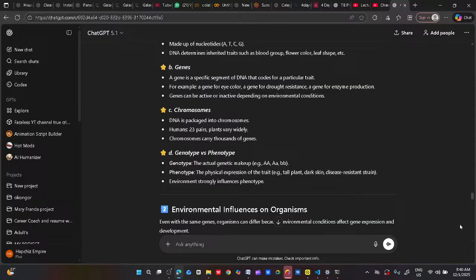So you should know that. Then another one is, by now you should know what they call genotype and what they call phenotype. Geno is from the gene.